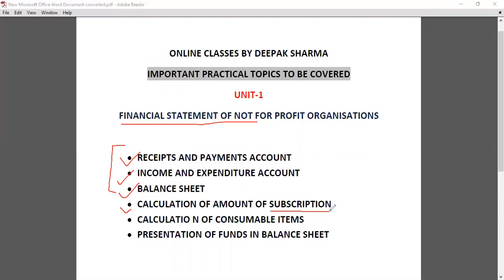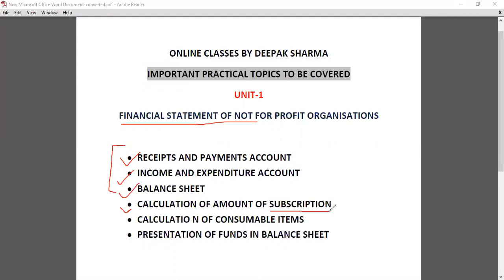There may be a question in the examination that we need to calculate the amount of subscription that is required to be shown in the income and expenditure account. There will be different kinds of information given to us related to subscription. It will cover subscription outstanding, prepaid subscription. So we need to take all those information and calculate the exact amount that an organization need to show in the income and expenditure account.